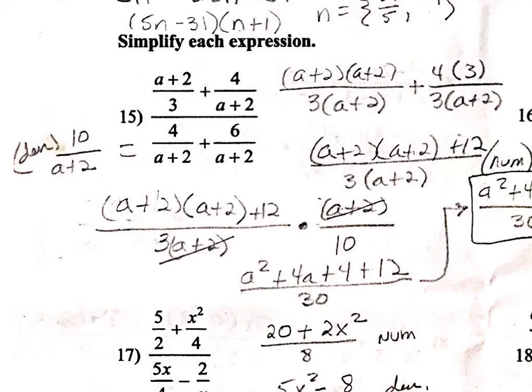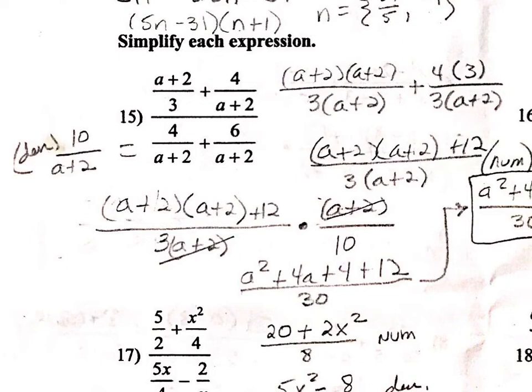The next thing I'm going to do is the same thing with my denominator. Well, see, what's cool about this denominator is it already has a common denominator. So you have a common denominator with a plus 2. All you got to do is add the terms together. So 4 plus 6 is 10. Here's my 10 over a plus 2.